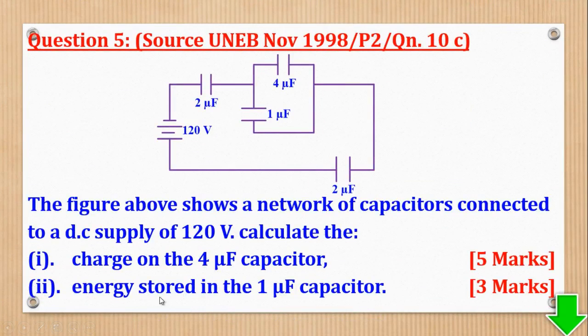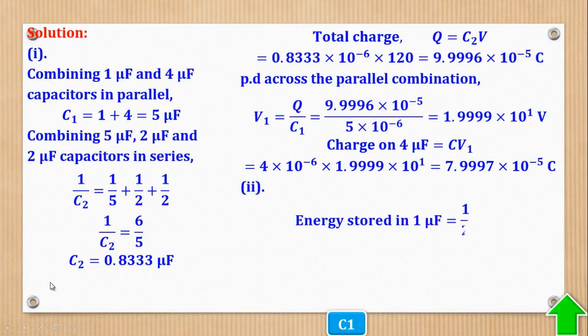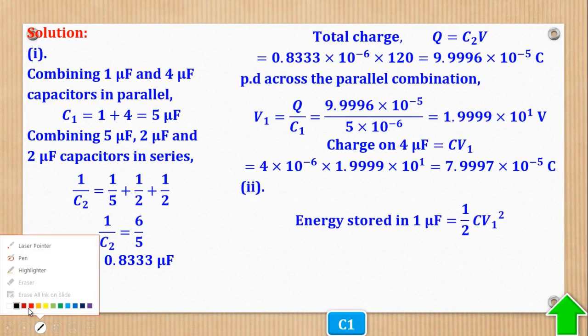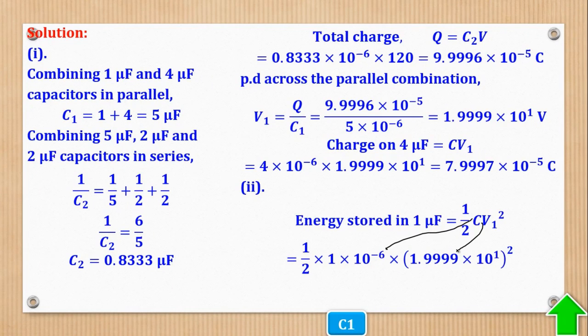Roman 2, they want the energy stored in the 1 microfarad capacitor, energy stored in this. So the good thing, I know the PD and I also know the capacitance. Therefore, energy stored will be a half CV squared. So come and substitute for C and for V to give you that as the energy stored.